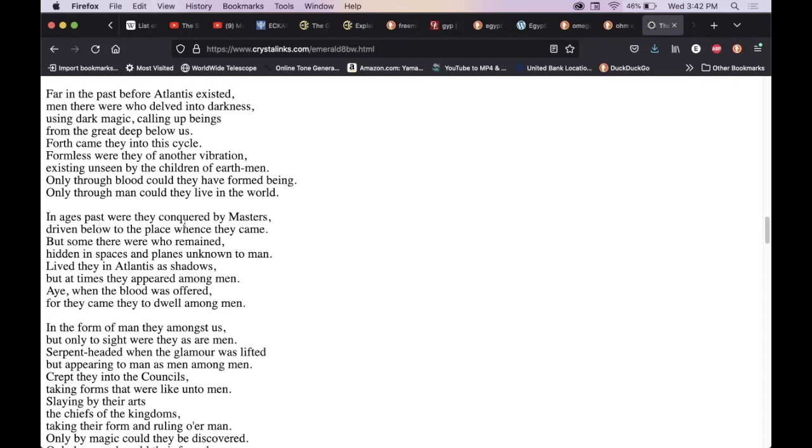In ages past, were they conquered by the masters, driven below to the place whence they came. But some there were who remained hidden in the places unknown to man, and they lived in Atlantis as shadows from the shadow domain, which is yin. But at times they appeared among men. When the blood is offered, which is blood sacrifice, they came to dwell among men.